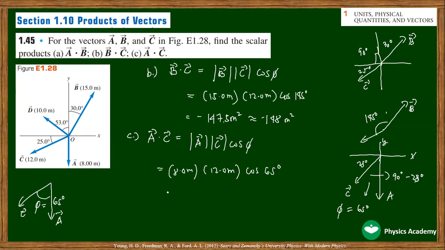So we have 8 times 12 times cosine of 65, which gives 40.6 meters squared.